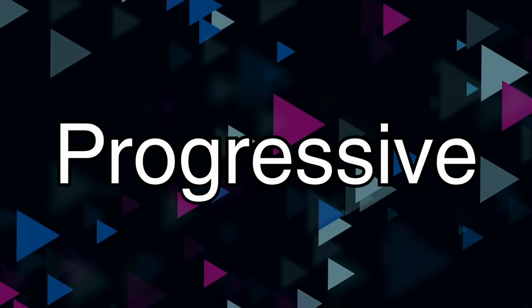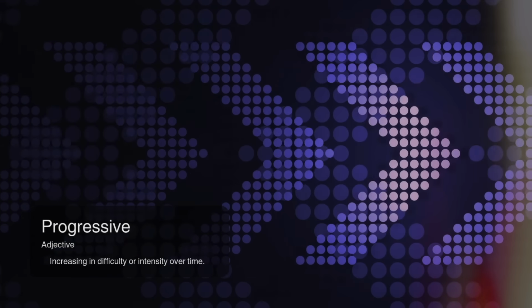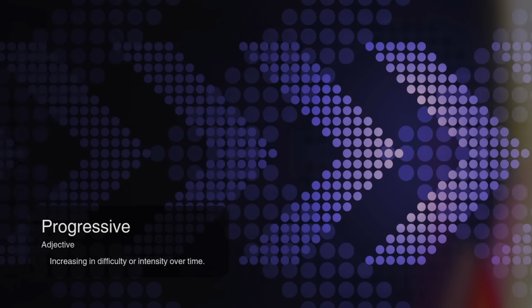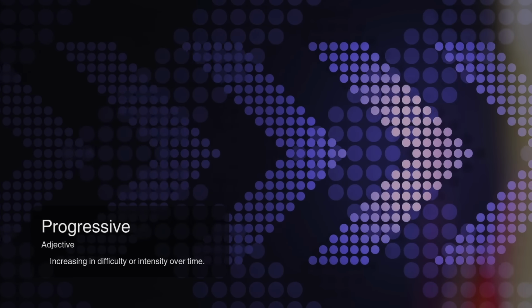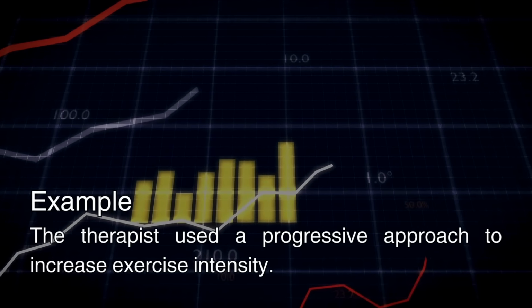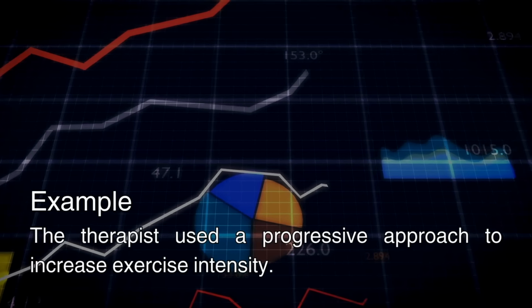Progressive. We use this term to describe when something like an injury or condition increases in difficulty or intensity over time. Let's check out our example sentence. The therapist used a progressive approach to increase exercise intensity.